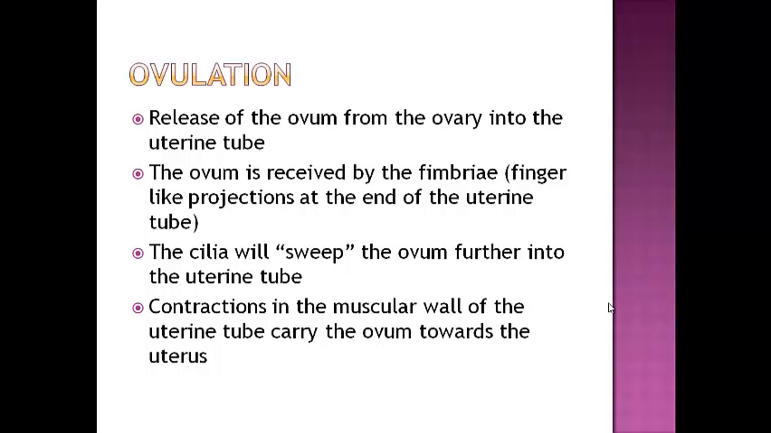What they're going to do is sweep or move the ovum further into the uterine tube. And the other factor that helps with movement of the ovum is contraction of the muscular walls of the uterine tube. They also help carry the ovum down towards the uterus. So those are the two things, the sweeping action of the cilia and the contractions of the muscular wall. They're the ones that are going to move the ovum further down into the uterine tube.